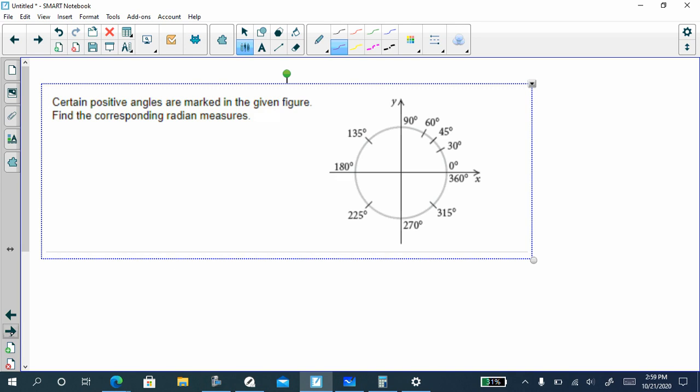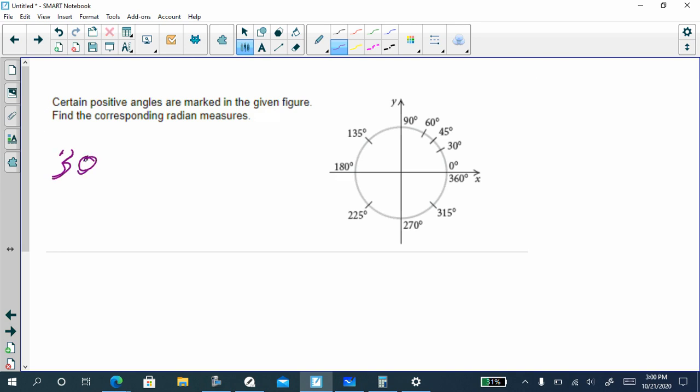Now, if we have lots and lots of different angles, we would not want to have to convert every single one of them. Here, they want us to name all of these angles, and we don't want to have to take them one at a time and convert all of them. But if we can convert some basic ones, then we can note that the rest of them are multiples of these. If we take 30 degrees and convert it, we have pi on top, 180 on bottom. The degrees cancel. 30 goes into 180 6 times. So 30 degrees is pi over 6 radians. Normally we don't write radians, so pi over 6.